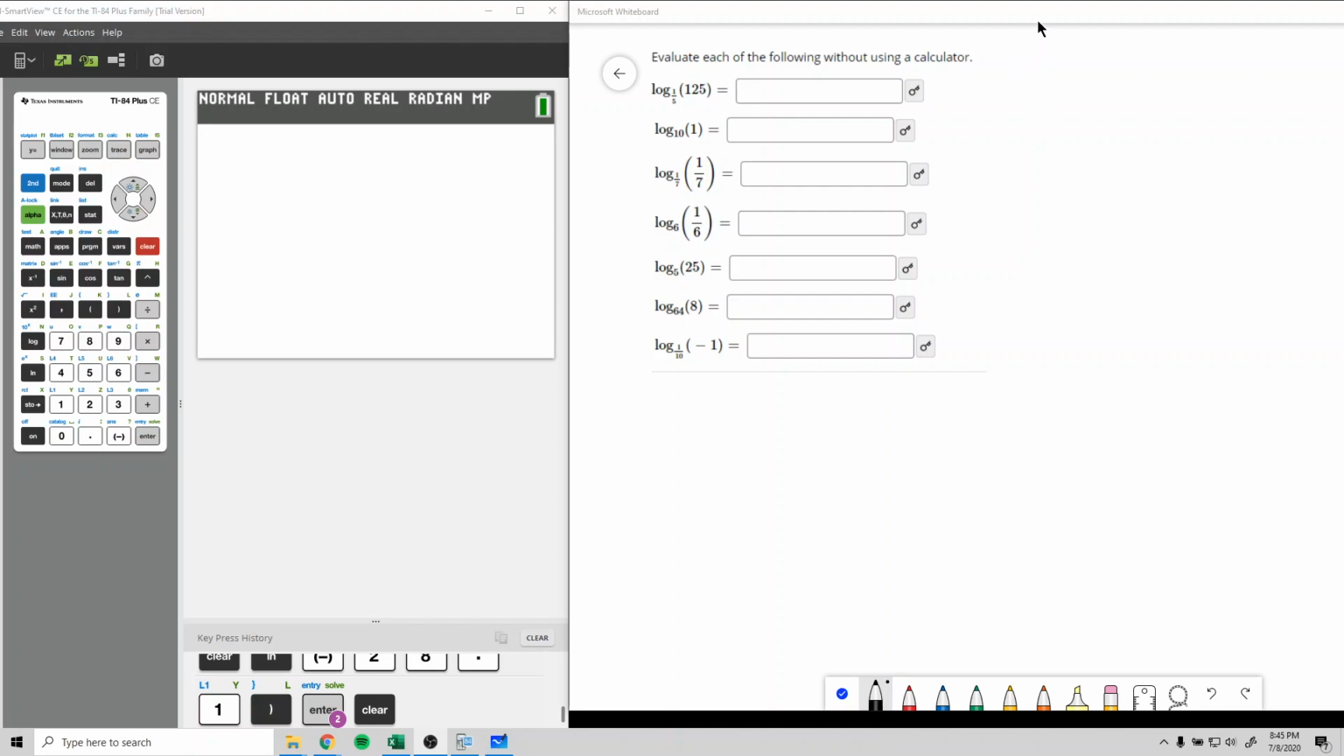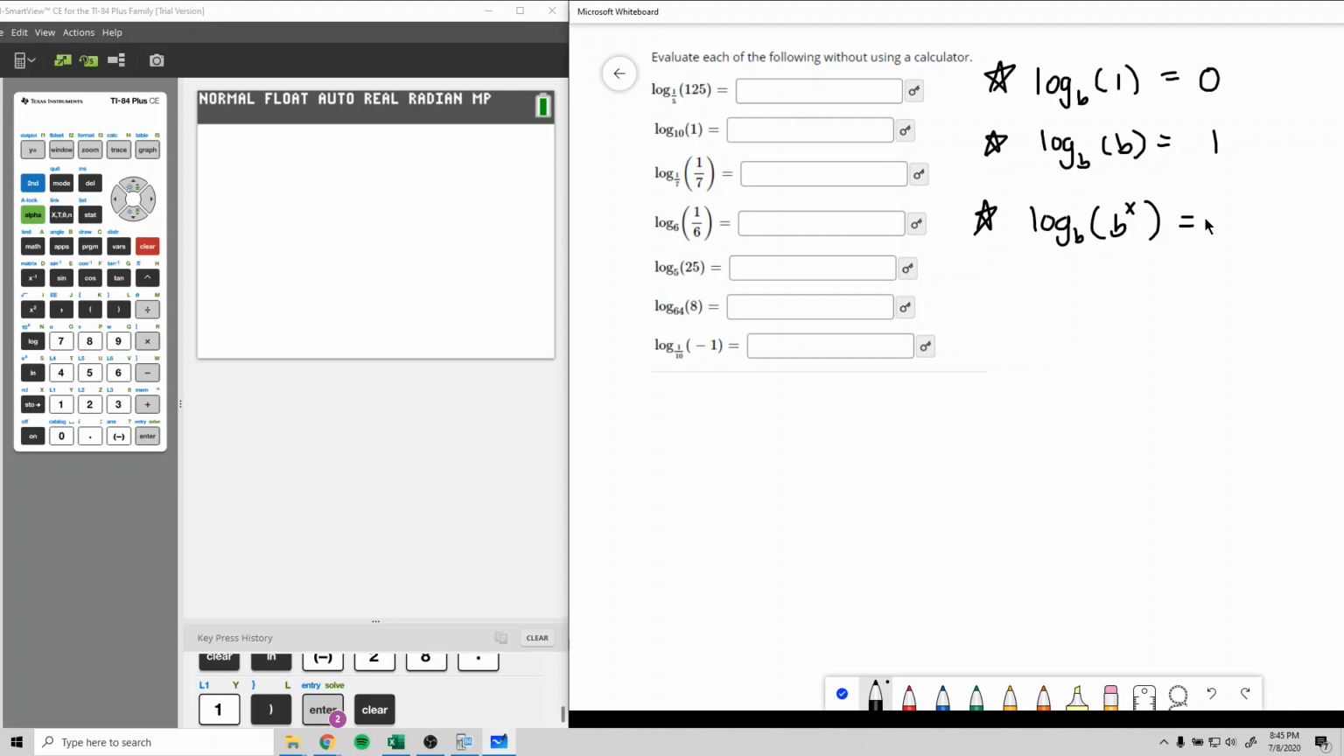Logarithms are based on exponents, and the main few rules we have here: log base b, where b can be any valid base, of 1 is always 0. So no matter what the base is, if 1 is inside, then you get 0. If the base and the inside match, then you get 1. And the main rule we're going to be using here is if you have log base b of b to the x power, then you get x.